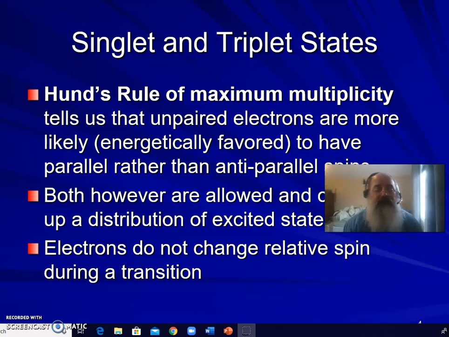Electrons in general do not change their spin during a transition, though. So if something is spin up when it gets hit with the photon, it's going to be spin up after, and it's going to be spin up after it releases a photon.